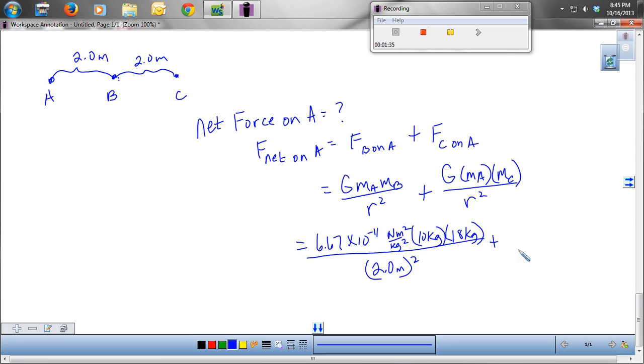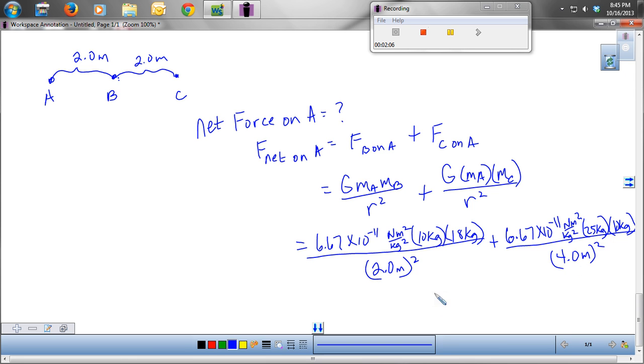I'm going to do the same thing for A and C, so 6.67 times 10 to the negative 11th newton meter squared over kilogram squared. Alright, the mass of C was given to me as 25 kilograms. Mass of A is still 10 kilograms. And they are separated by, alright, now from A to C it's actually 4 meters.